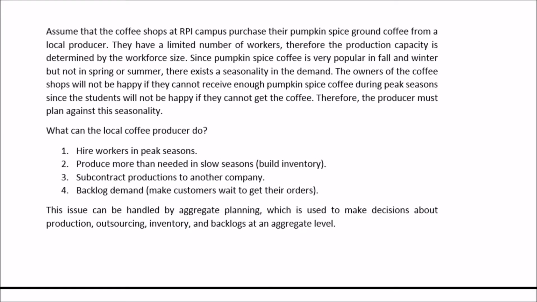The focus of this video is to illustrate an example of an aggregate planning problem. So assume that the coffee shops at RPI campus purchase their pumpkin spice flavored ground coffee from a local producer. This local producer has a limited number of workers. Therefore, the production capacity is determined by the workforce size.